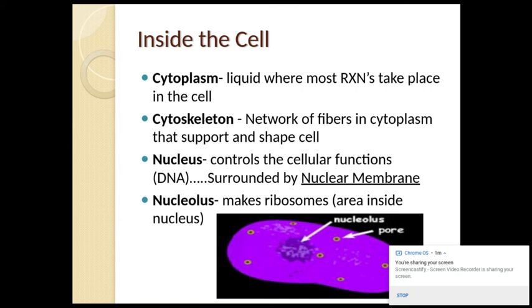The next thing is the cytoskeleton, and that's exactly what it sounds like. It's pretty much the skeleton that holds the shape of the cell, right? And it's a network of different types of what are called fibers, and they just hold up the cell shape, okay? All right, next we have the nucleus and the nucleolus, all right?